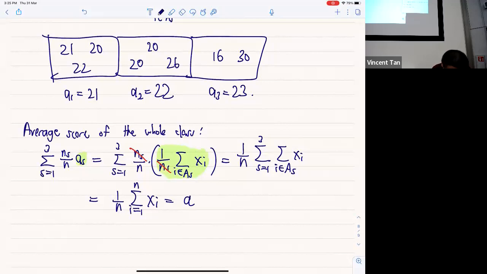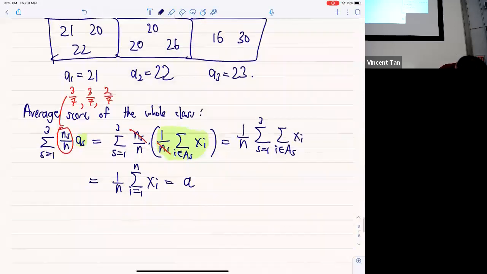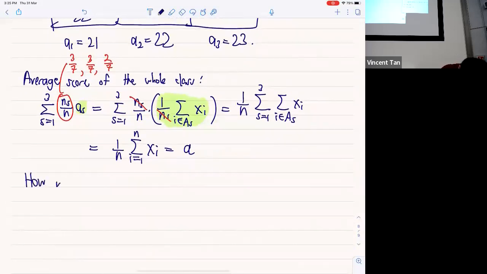All right. Here basically this ratio is actually 3 over 7, 3 over 7, and 2 over 7 in my example. Understand? Because there are 3 students in tutorial group 1, 3 students in tutorial group 2, and 2 students in tutorial group 3. It's a weighted average. Now, how is this related to conditional expectation?